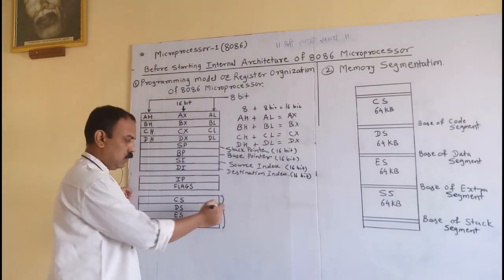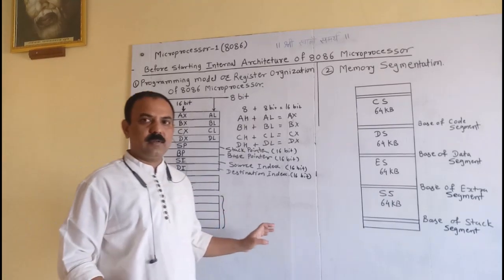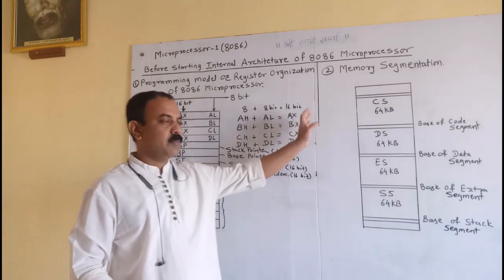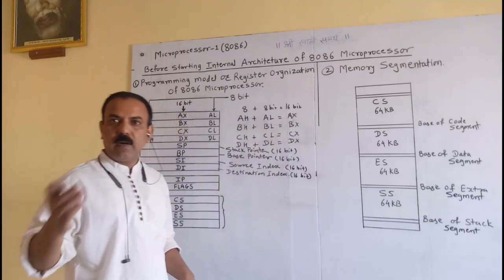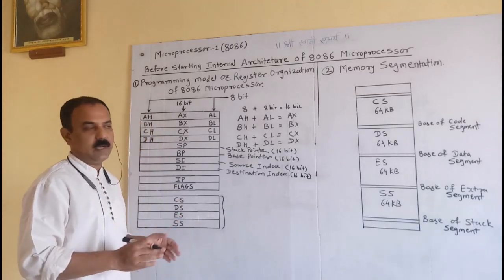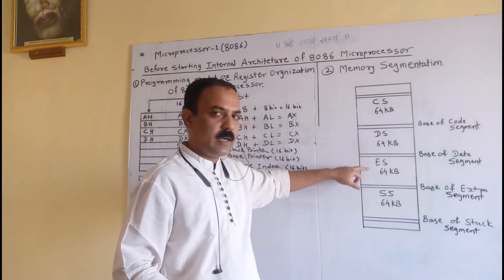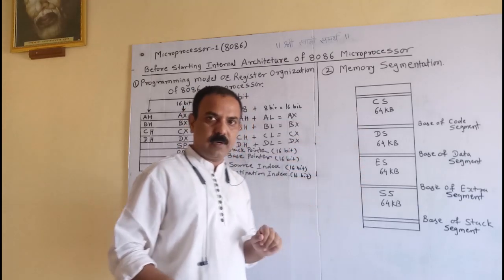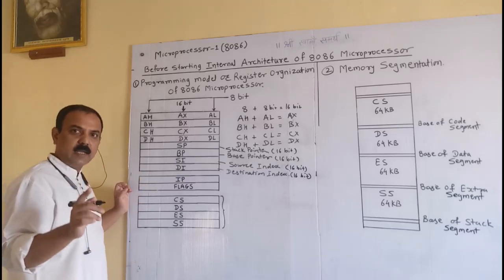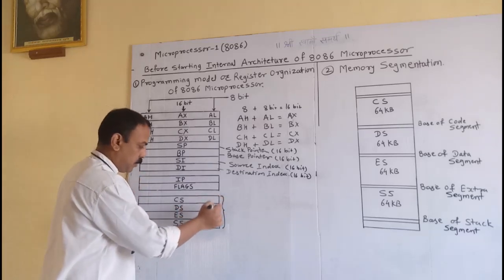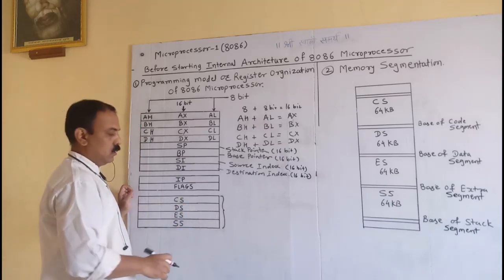Then next is the segment registers. The 8086 microprocessor addresses up to 1 MB of memory. Memory is divided into 4 segments: code segment, data segment, extra segment and stack segment. Each segment's starting or base address is stored in a segment register.